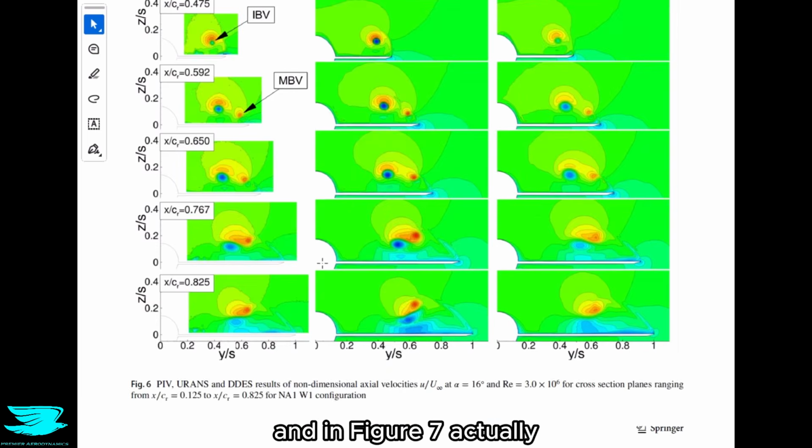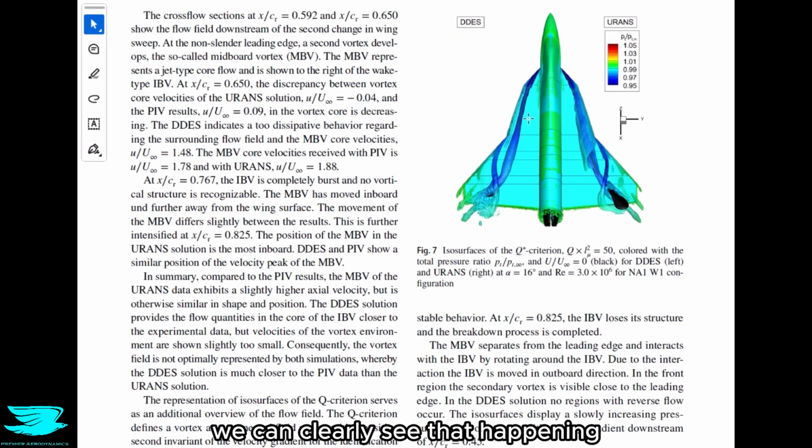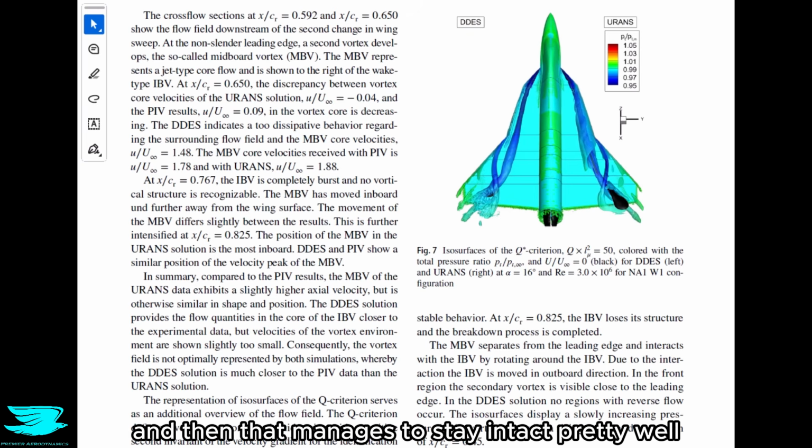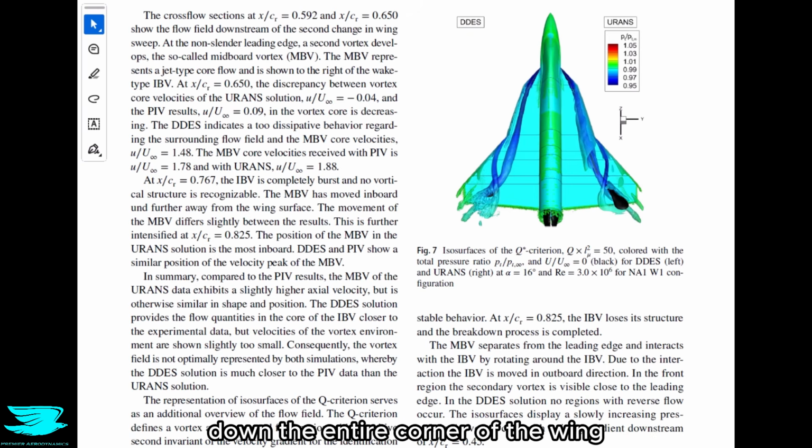And in figure 7 actually, we can clearly see that happening. So there is 1 vortex from the very start of the first leading edge, and that manages to stay intact pretty well down the entire chord of the wing, down to the trailing edge. But the second delta leading edge doesn't produce a vortex. Instead, the second vortex starts from the junction of the second and third leading edges. These 2 vortices meet and then start to roll up together.